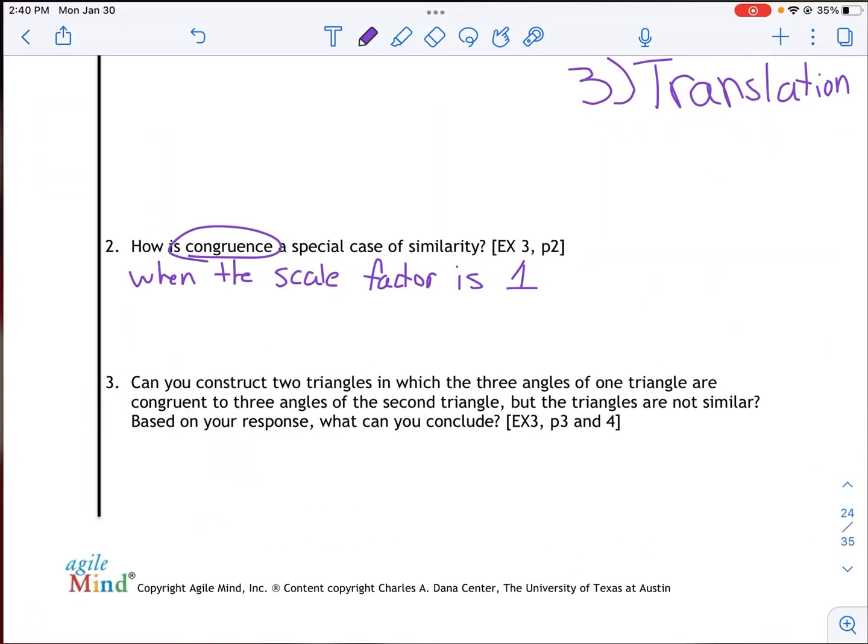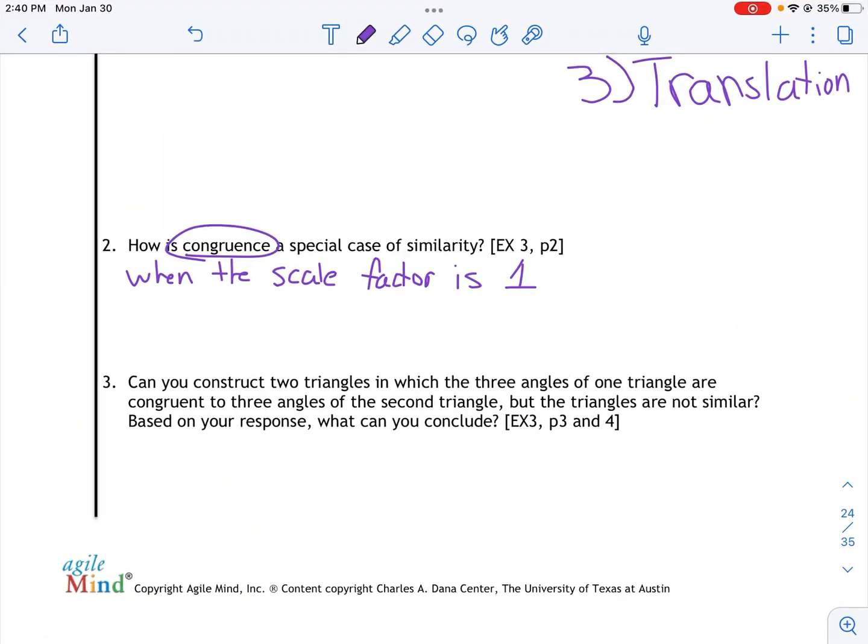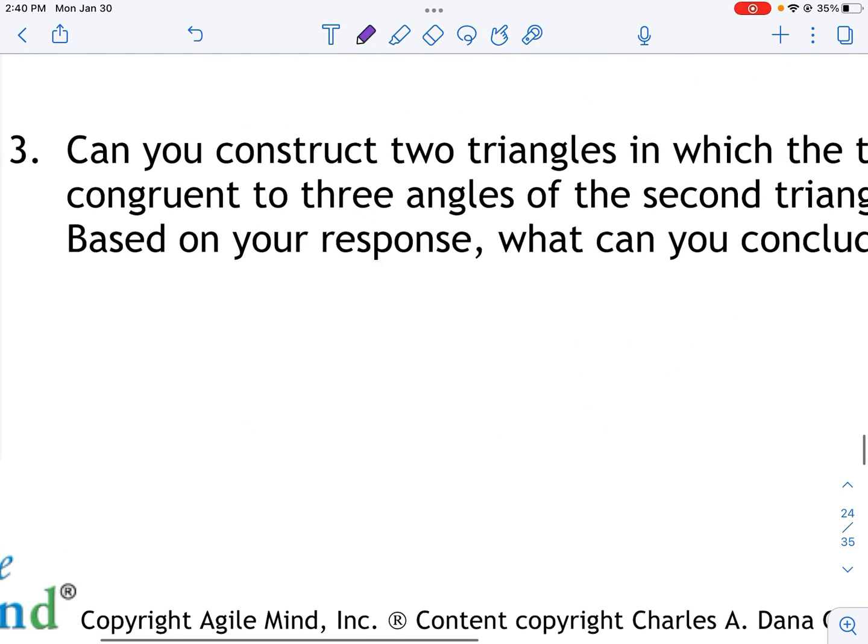I can move this around, right? There's a whole bunch of different ways. What it's trying to show you is that it is impossible to do what number 3 is saying. It's impossible to construct two triangles in which 3 angles of one triangle are congruent to 3 angles of the second one, but the triangles are not similar. They are always similar. So based on our conclusion here, what can we say?